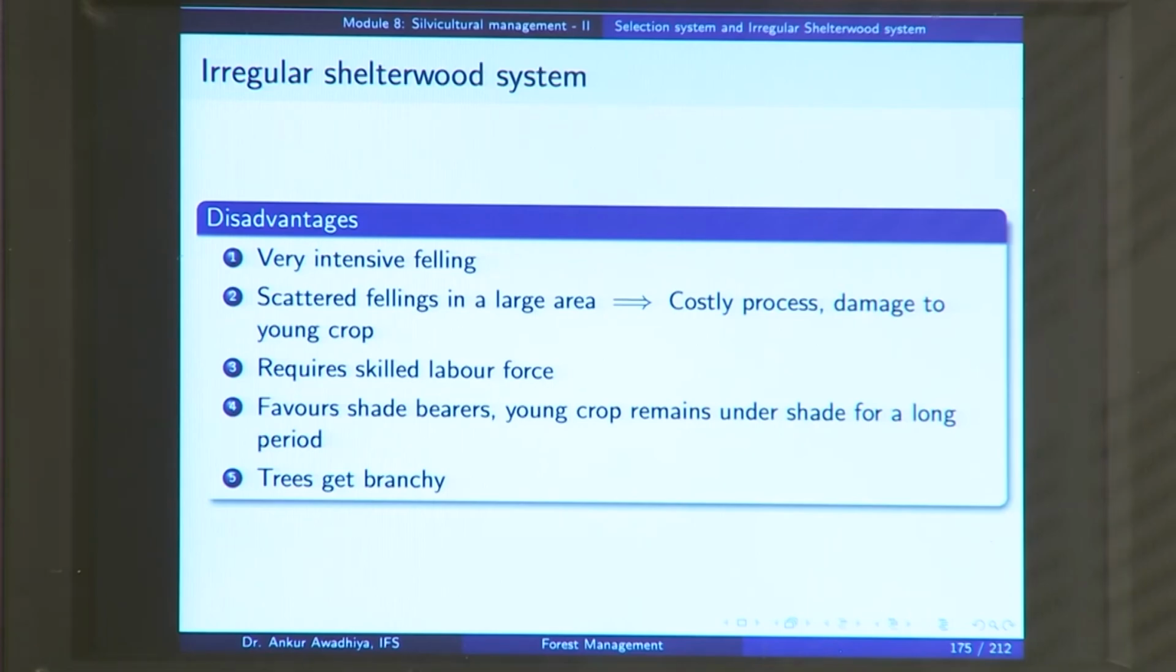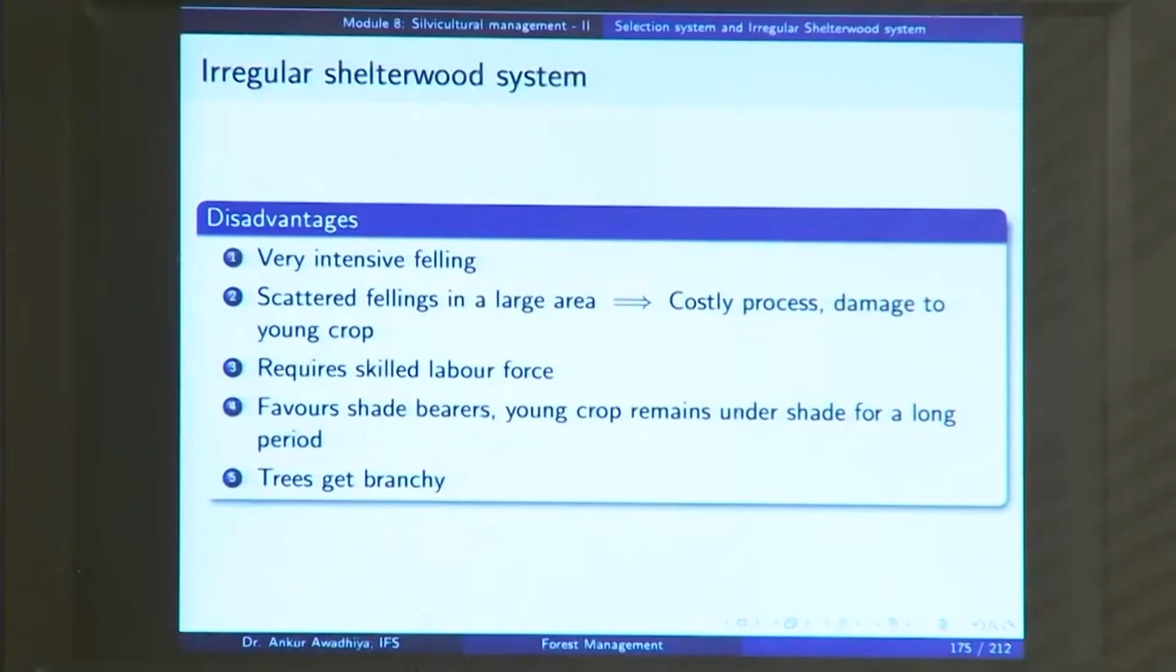Unlike in the case of a shelterwood system, where you were giving periodic light increments, where things were under your control, in the case of an irregular shelterwood system, this is basically a mix and match of the shelterwood and the selection system. So, even though you are favoring your plants that are shade bearers or shade loving plants, you are not able to give them a periodic light increment, so that they would be able to put up more increment.